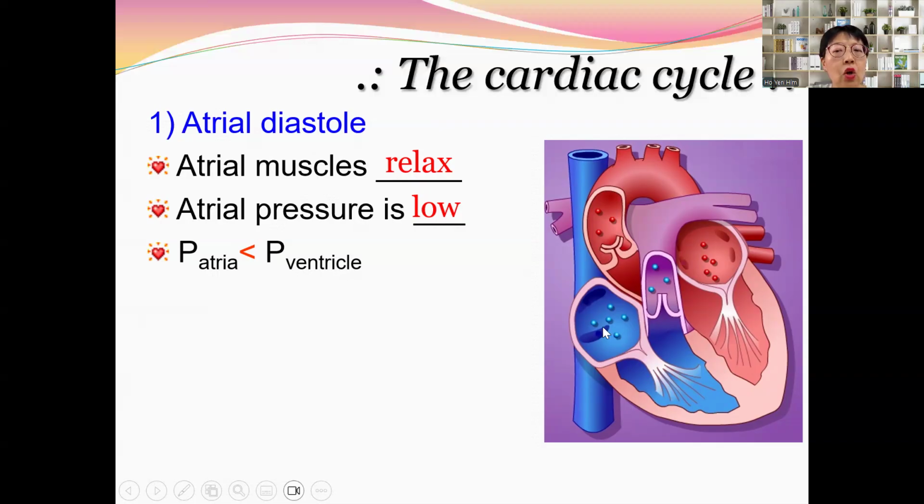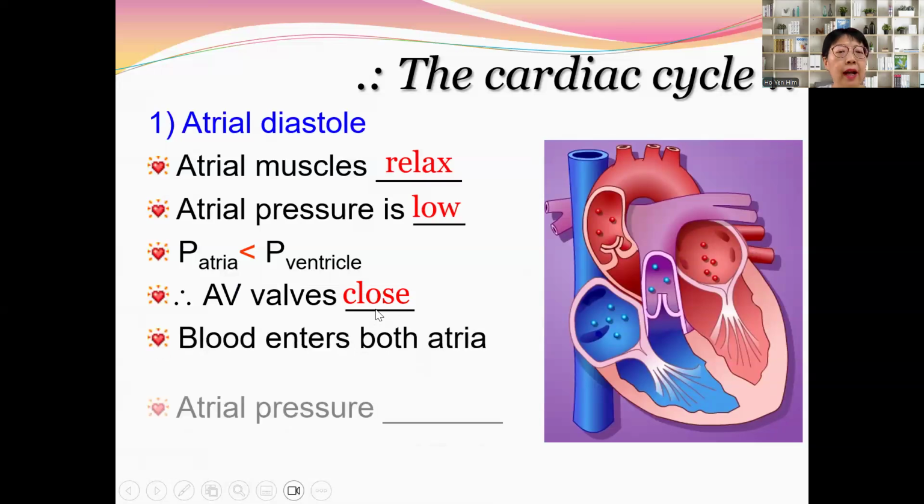Pressure in the atria is lower than pressure in the ventricle. So pressure in the ventricle is higher, no? So the valve open or close? So the AV valve is closed, because the pressure in the ventricle pushing upwards is higher than the pressure in the atria pushing downwards. So the AV valve will be closed at the beginning. Okay? So then what happens?